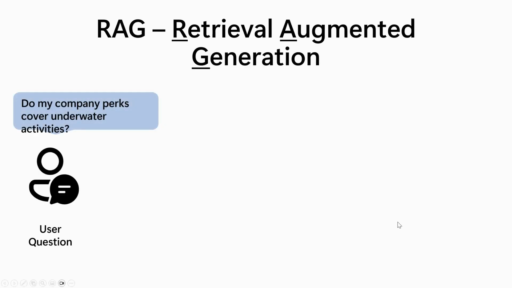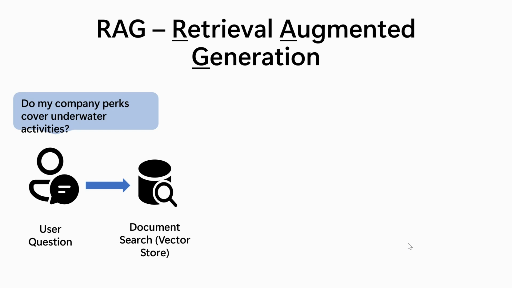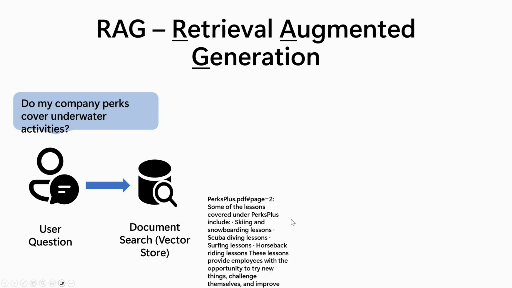So how exactly does RAG work? In my previous question about the limitation we talked about a couple of slides back, do my company perks cover underwater activities? When a user asks this question, what is going to happen is that first we need to retrieve this information from your internal database store. It could be a vector store, and you can ask about the similar question there, and then we'll be getting an output related to that question.